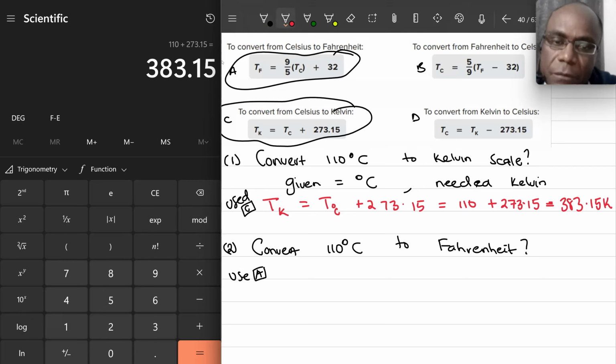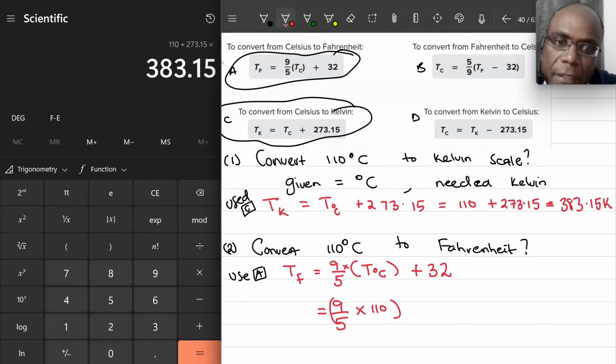To use formula A, we will have to take 9/5 of our given degrees Celsius and multiply. When you do parentheses, it's multiplication. And then we're going to add 32. So it's going to be 9 over 5, and we're going to multiply 110 by it. And you're going to add 32, which is just part of the formula.